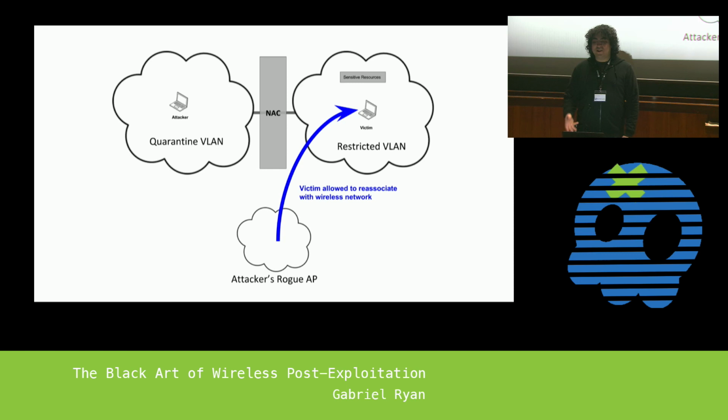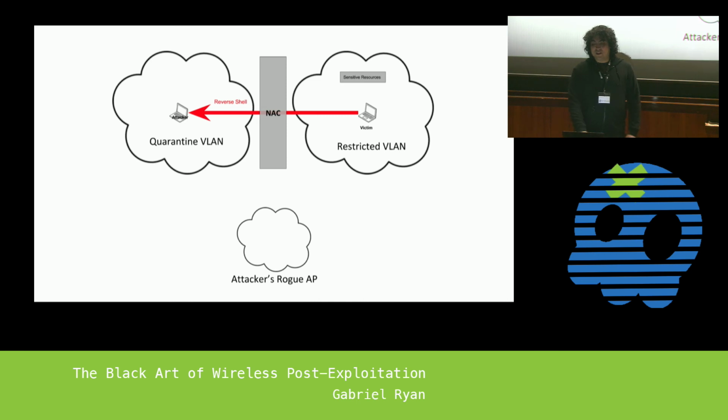Now remember, this victim is an authorized device, so where's it going to go? It's going to go back over to this restricted VLAN. And from there, a couple minutes later, we'll get the reverse shell back to our first wireless interface. And this could be the best NAC in the world, and it wouldn't matter. We would have just gone around it completely.